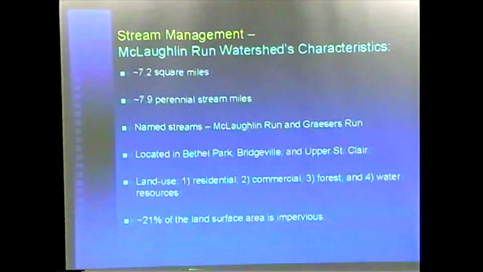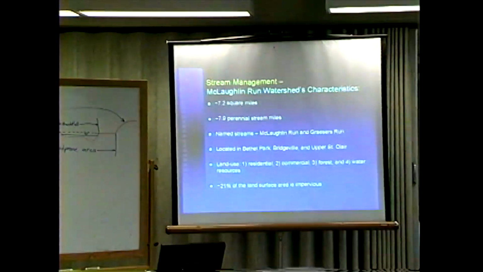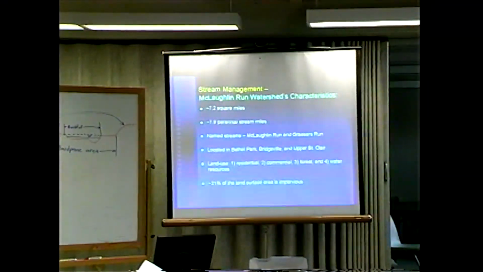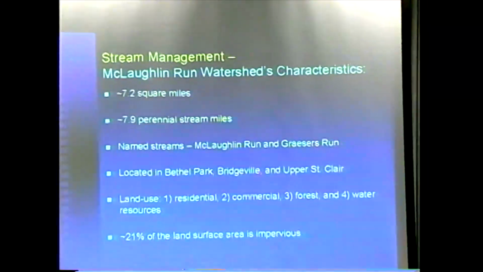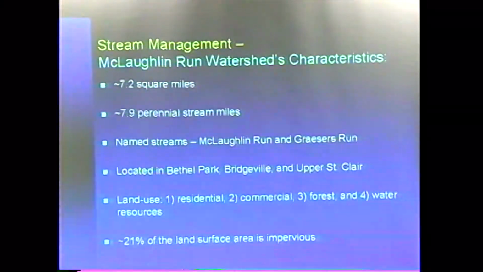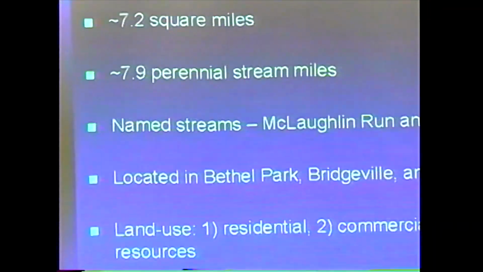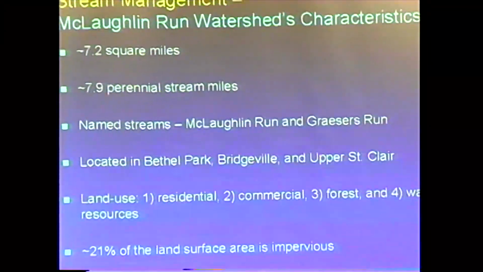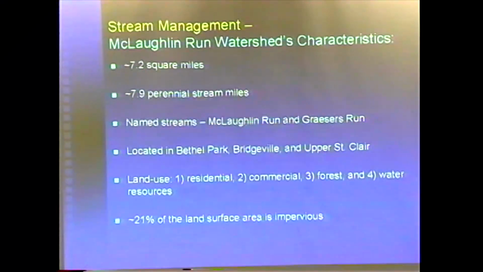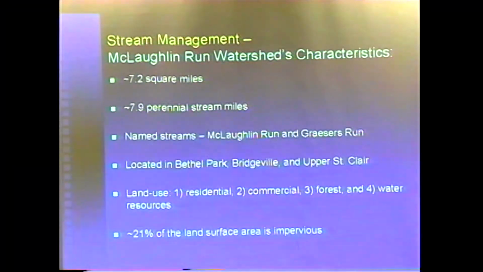Well, what are some of the characteristics of McLaughlin Run? Well, there's approximately 7.2 square miles, approximately 7.9 perennial stream miles. McLaughlin Run and Grazers Run are the two named streams. It's located in Bethel Park, Bridgeville, and Upper St. Clair. The land use, in no particular order, is residential, commercial, forest, and water resources.